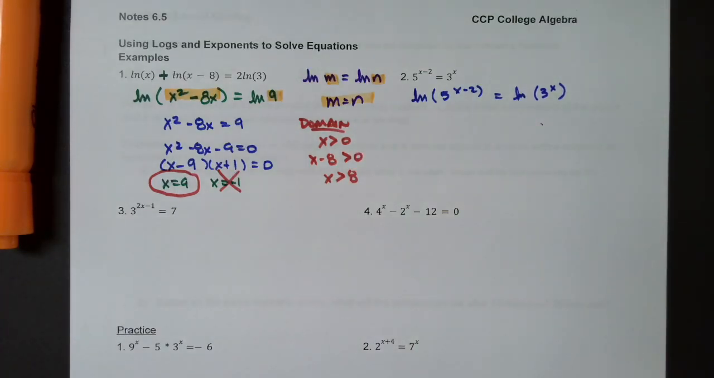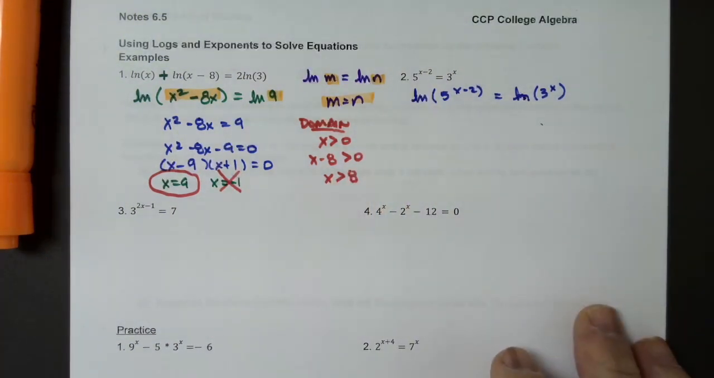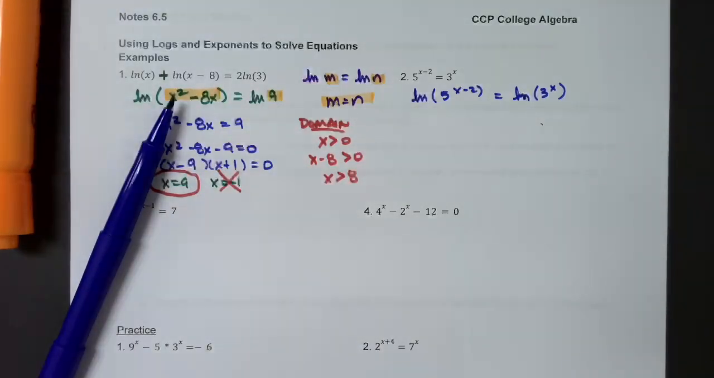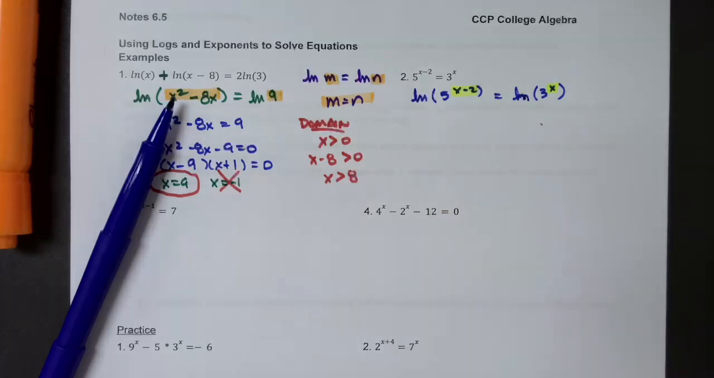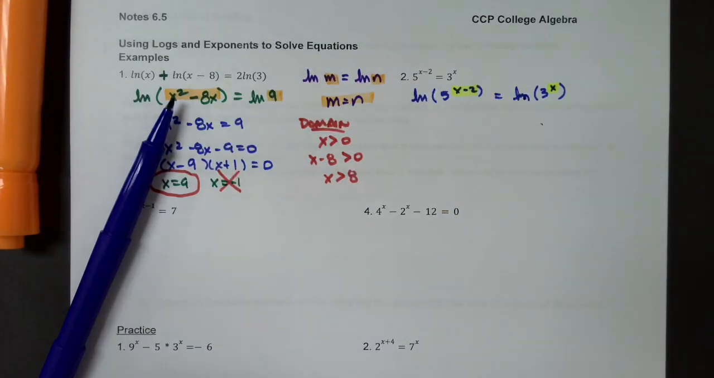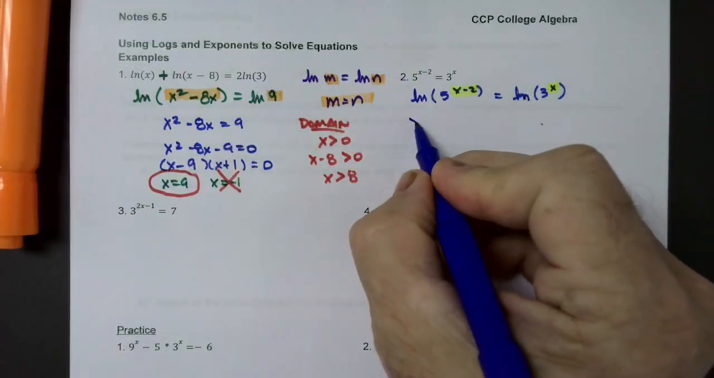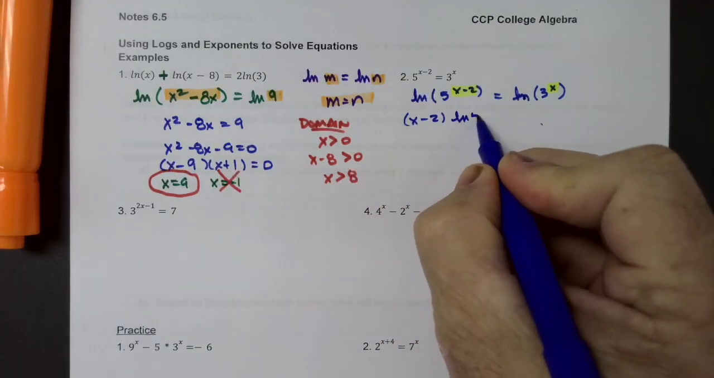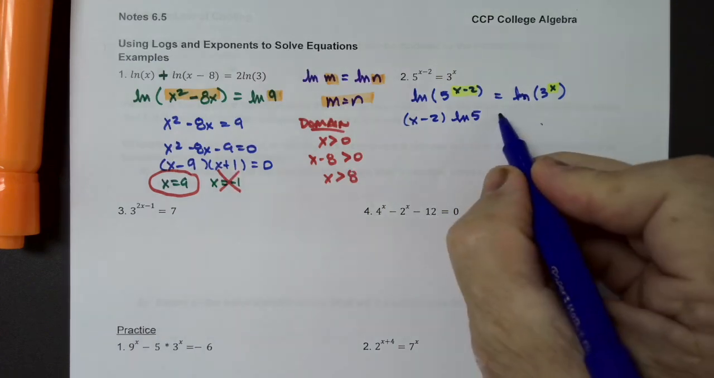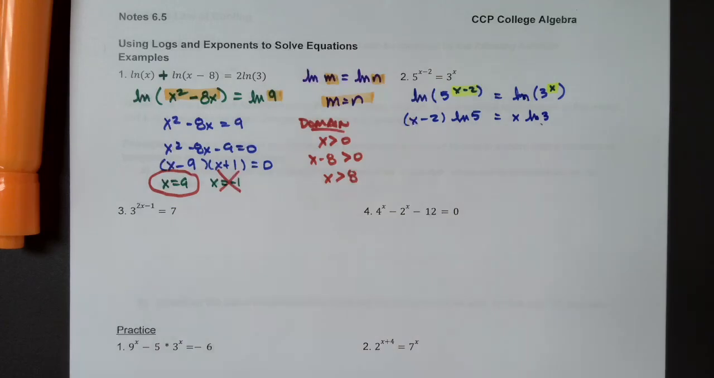I'm sure if I were doing this problem, I would not write this step at all. Why are we doing this? Because when we take the natural log of something with an exponent, that exponent can be written as the coefficient. So just for clarity, I wrote that. I don't think any of us would start there. We would say, okay, this is going to give us the x minus 2, put that in parentheses because that's multiplied by the natural log of 5. And that's going to equal, on the other side, x times the natural log of 3.